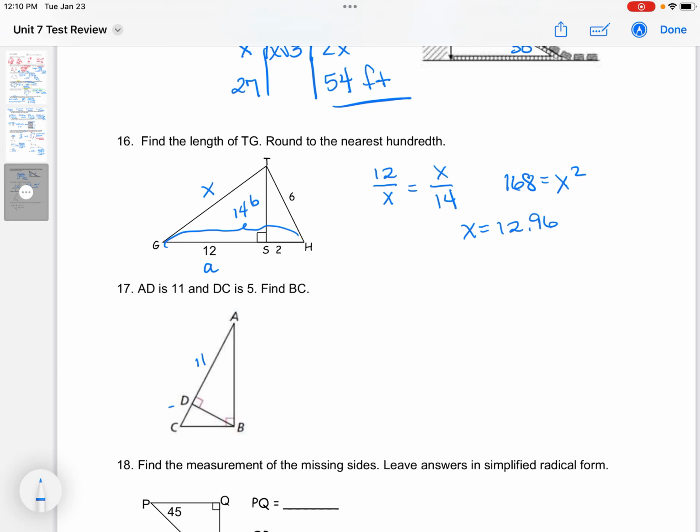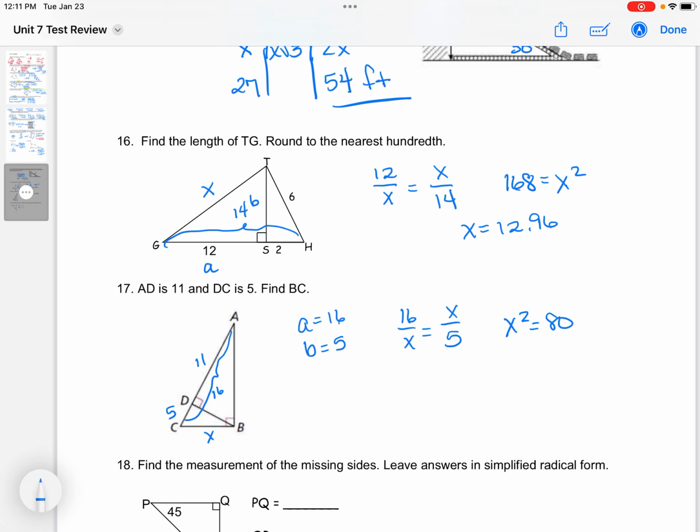All right. AD is 11. DC is 5. Find BC. So I need to add them up. So A equals 16, B equals 5. So we have 16 over X equals X over 5. 16 times 5 is 80, I think. Yep. So we have X squared equals 80.